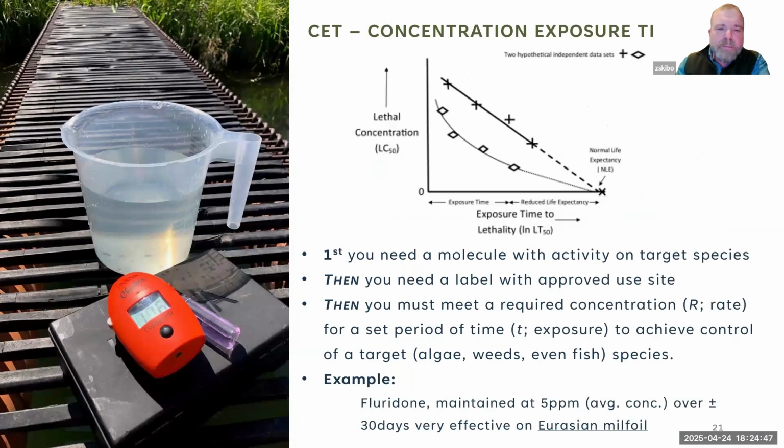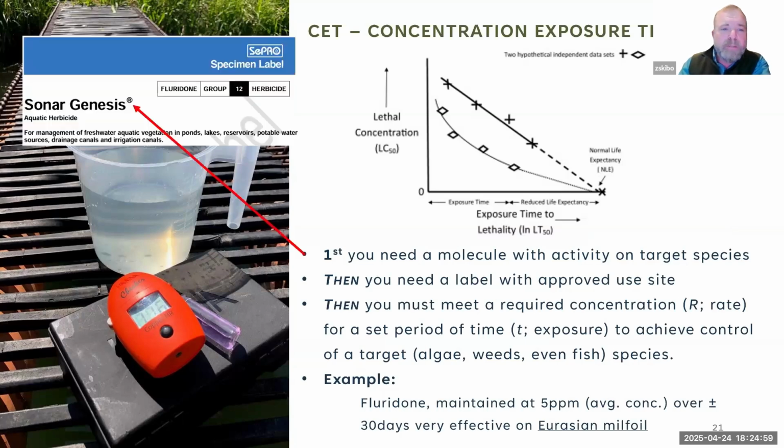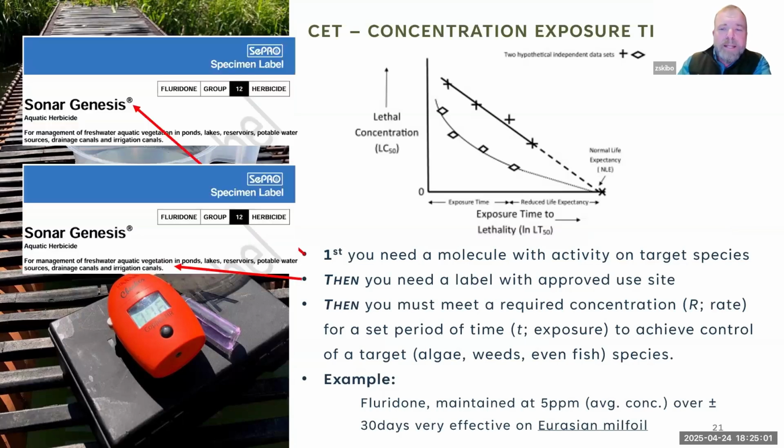Now, when we talk about effects of the environment to efficacy of treatment, there are a few concepts that you need to be aware of. First, we need a molecule that has activity on our target species. Here I'm going to pick Sonar. Next, we need a label that is approved for use in your intended use site. It'll say right on there: ponds, lakes, reservoirs. You need to have the approved use site directly on your label.